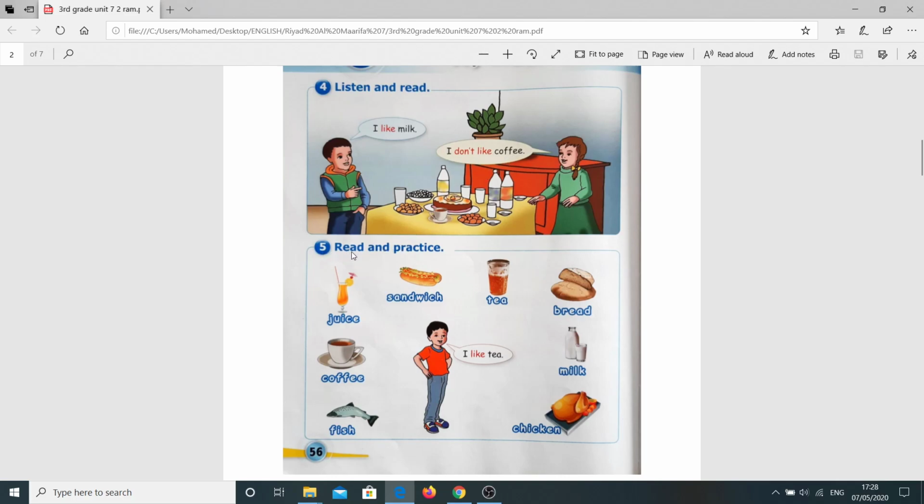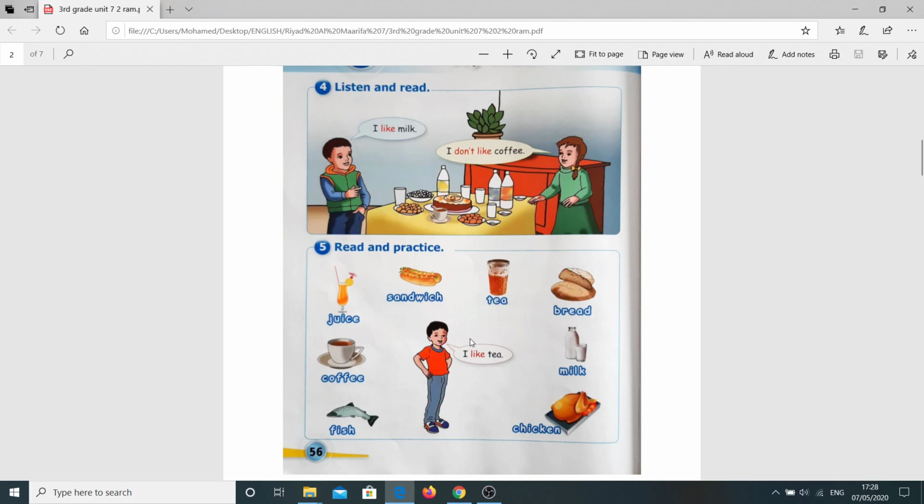Question number 5. Read and practice. Look what we have here: juice, coffee, fish, sandwiches, tea, bread, milk, and chicken. I like tea. If you like tea, you need to say, I like tea. If you don't like it, I don't like tea.